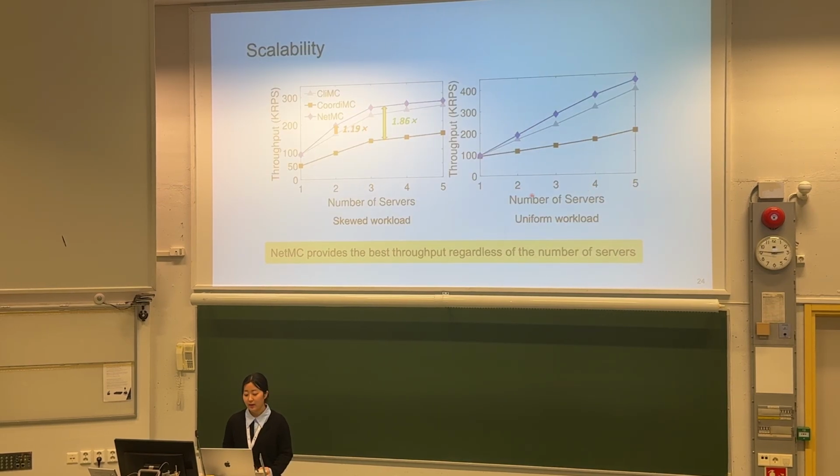For scalability, we evaluated NetMC under both skewed and uniform workloads. In all cases, NetMC achieves the highest throughput. When using only 2 servers, NetMC outperforms ClientMC by 90%, and NetMC also outperforms CoordMC by 86% on average.